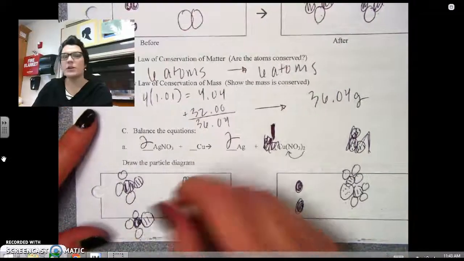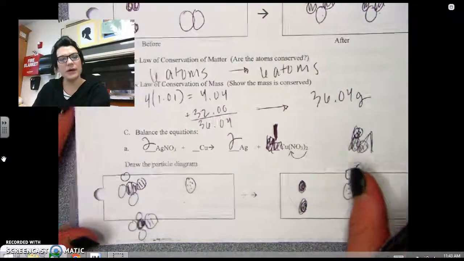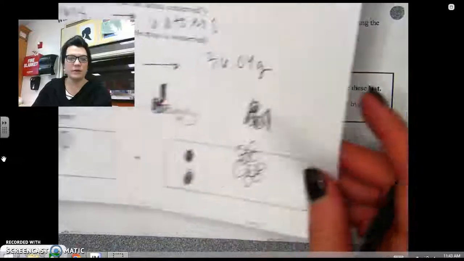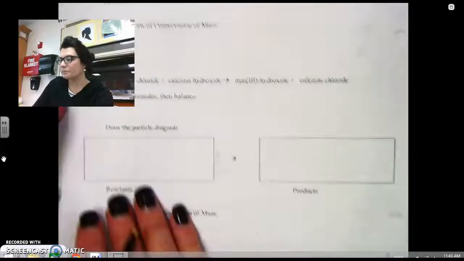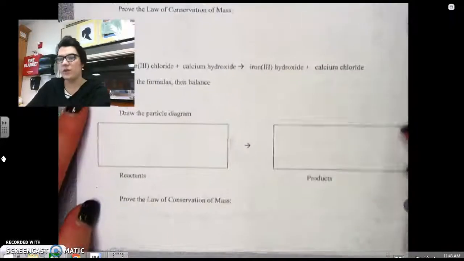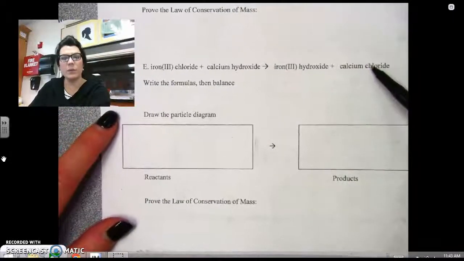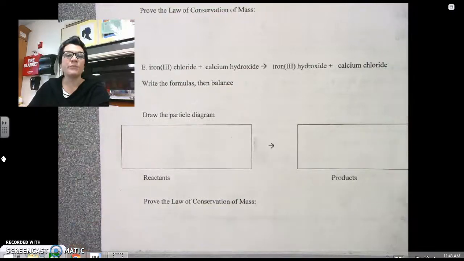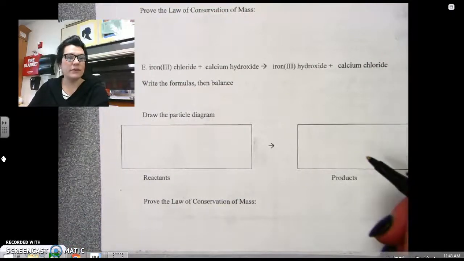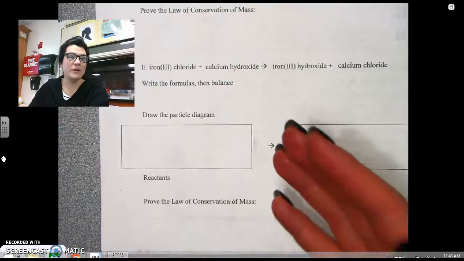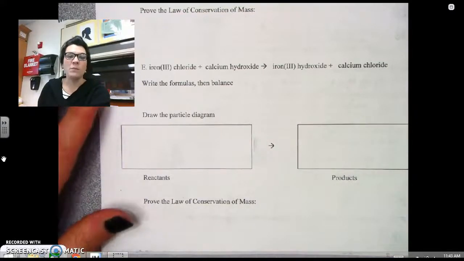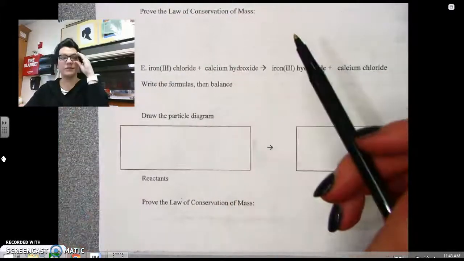So you can ultimately do the same thing. You can say the atoms are equivalent to the atoms on the product side, and the mass is equivalent to the products. And we'll do some of those in class. I'm going to skip the next one. I want to look at this one, which is what we're going to be focusing more on in class: you're actually going to be given chemical equations, and you have to write the formulas and then balance. So let's look at this guy and how we're going to write this one out.